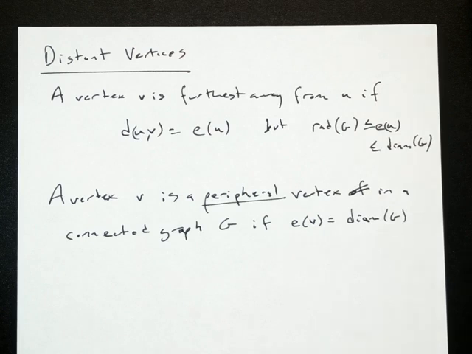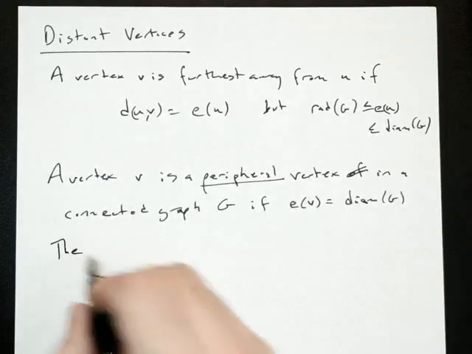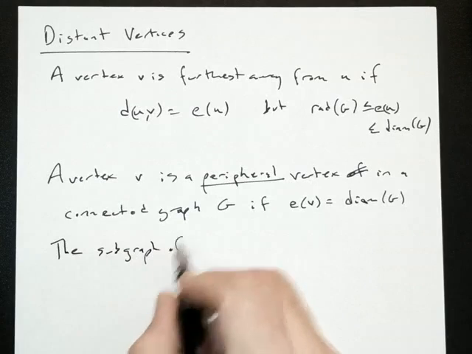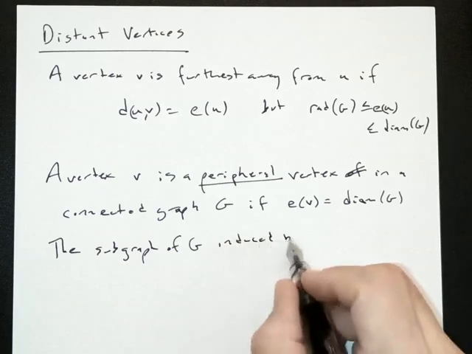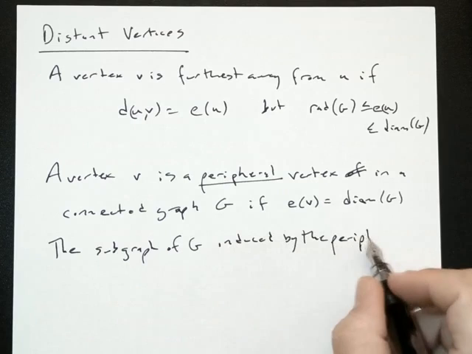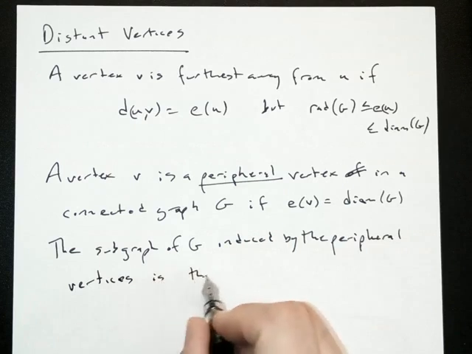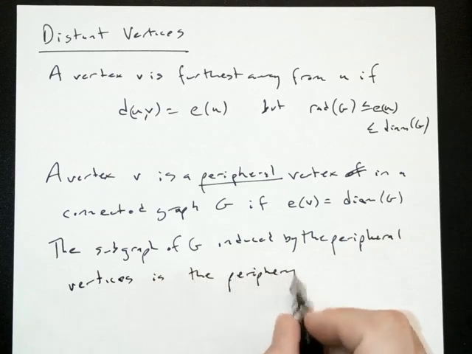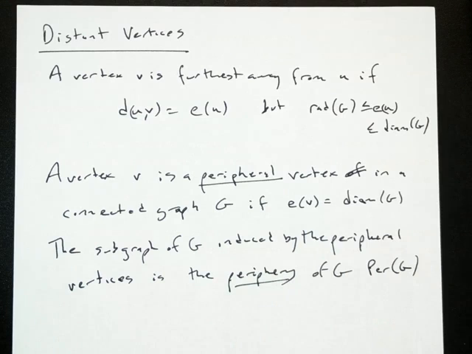In the same way that we then said the central vertices give me a subgraph called the center, the peripheral vertices give me a subgraph called the periphery. So CEN was center, PER is periphery.